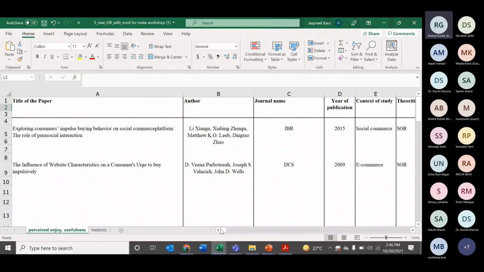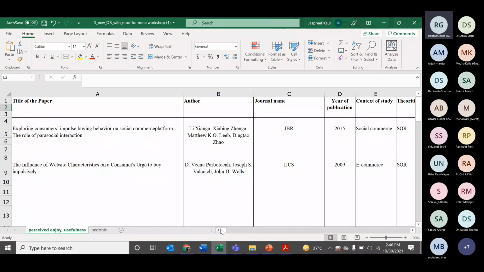Now, the first thing that I did, after I collected papers and came down to say 40 to 50 papers, is I made an Excel sheet like the one you see on your screens.